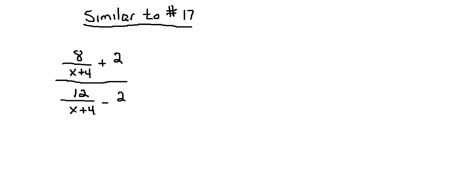This is number 17, and again, it's the same concept here where I want to get these denominators to be the same in the numerator. This is really over 1, if you need that. So in order to make this x plus 4, I have to multiply the denominator by x plus 4.